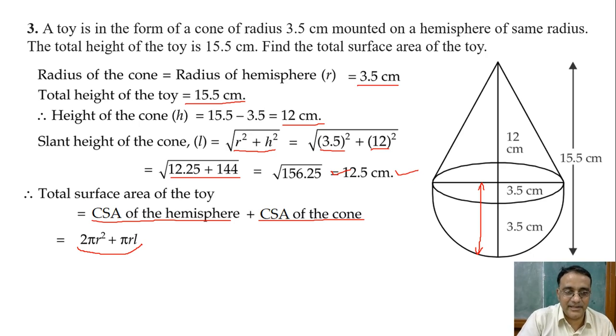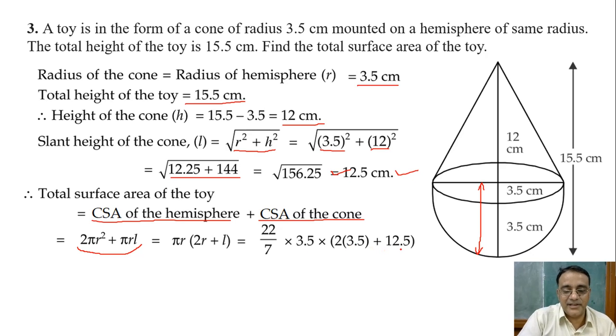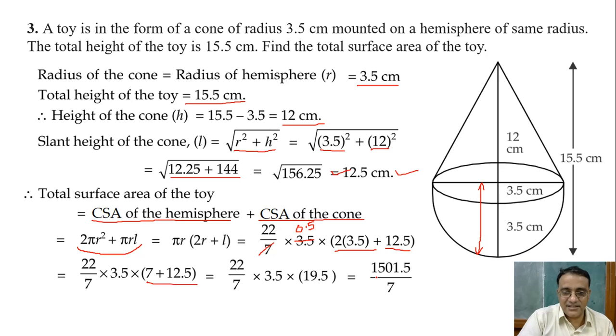क्या क्या common है यहाँ पे? Pi r. Right, we'll take pi r common. After taking common only you have to substitute. So 22 by 7 into 3.5 into 2 into 3.5 plus 12.5. Okay, तो इसको हम लोग कैंसिल कर सकते हैं 0.5 से, and 22 into 0.5 is 11. 7 plus 12.5 is 19.5. नेक्स्ट स्टेप में हो जाएगा.